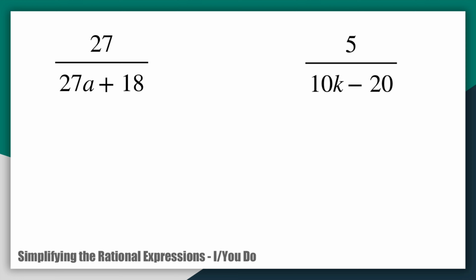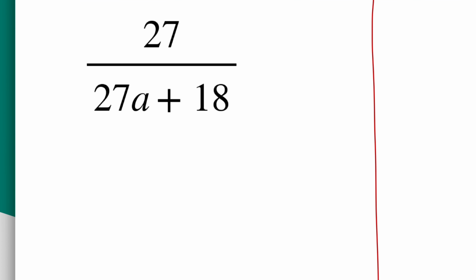Okay, let's look at another one. These look very different from the other ones, right? So I'm going to obviously do the same thing. I'll do the left one, you guys will do the right one. We have 27 on top divided by 27 times a plus 18. The 27 on top is completely simplified, so we don't have to worry about it. We do have to look at the bottom. And this is going to be that situation where you need to factor by greatest common factor.